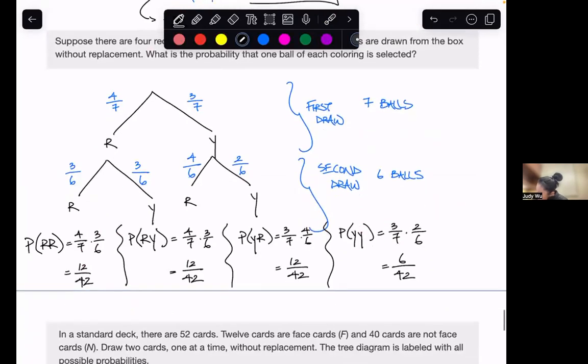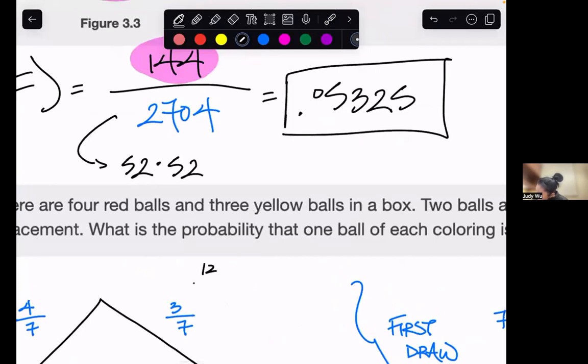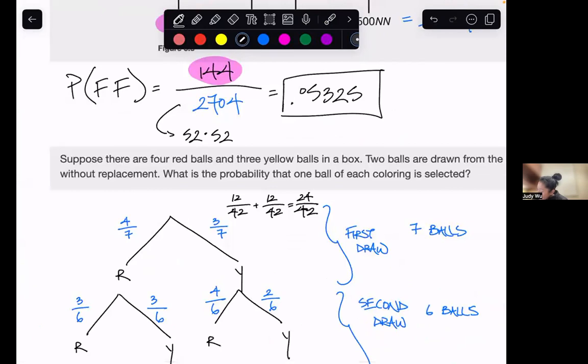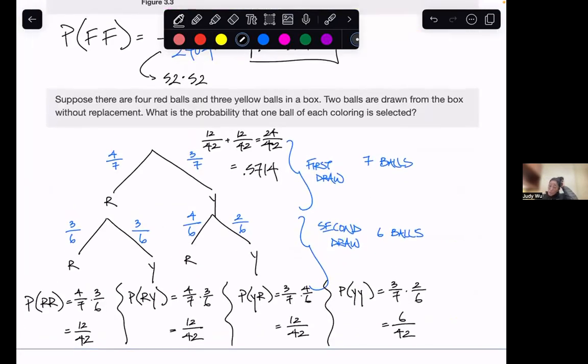So I take my probabilities, 12 over 42 plus 12 over 42, and I get 24 over 42. And if I put that into a decimal form, I'll get 0.5714. And so what that means is about 57% is the chance I have of pulling balls that are opposite colors. I hope this was useful.